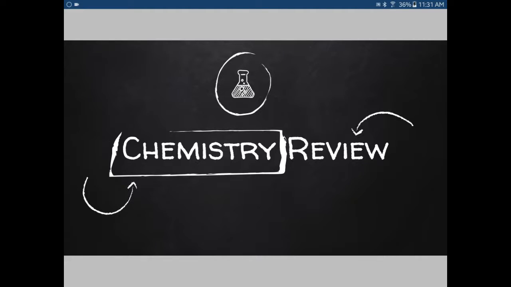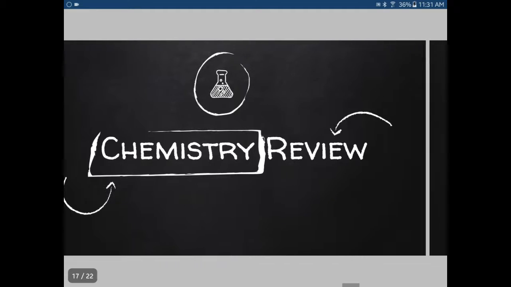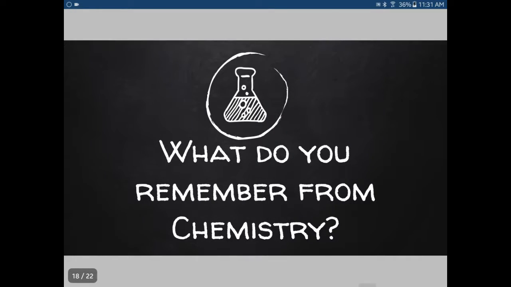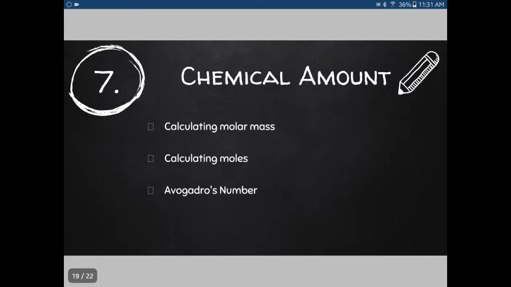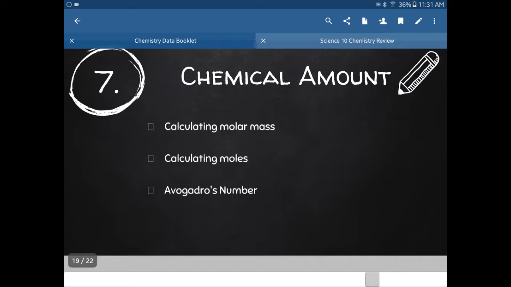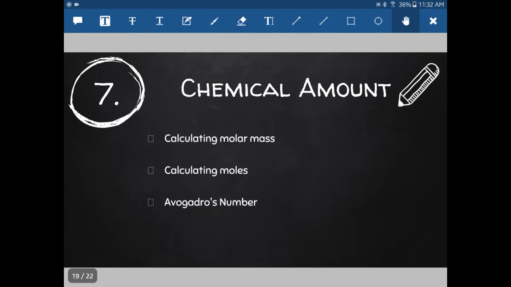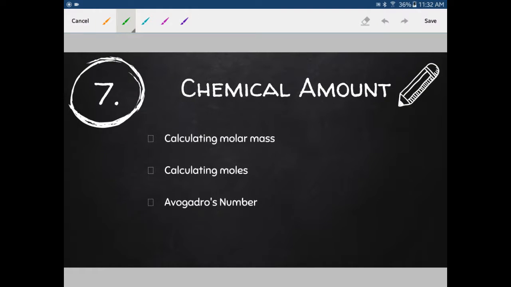We're going to take our last little look at our chemistry review from Science 10. So, let's take a look at chemical amount. Now, chemical amount is another fancy way of saying moles. So, chemical amount, we talk about that in terms of moles.